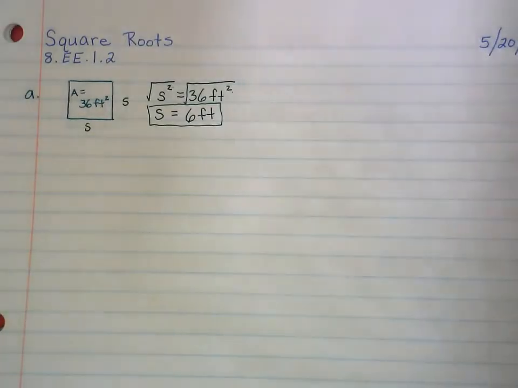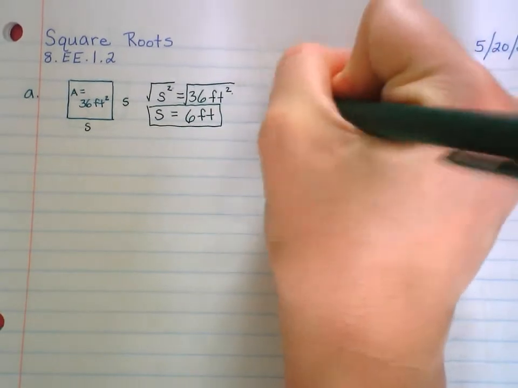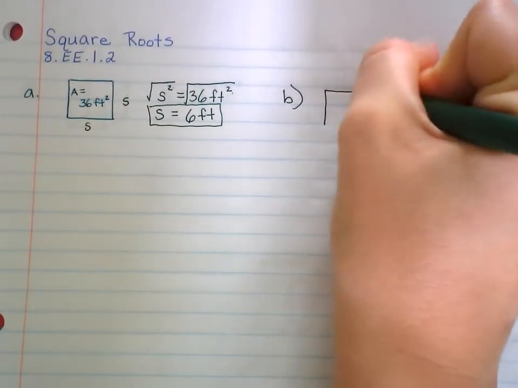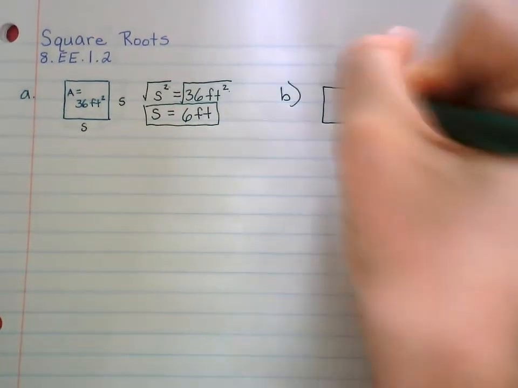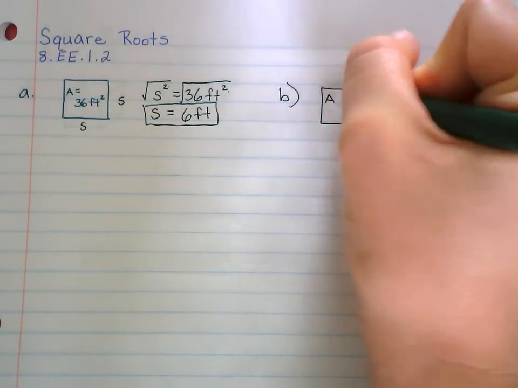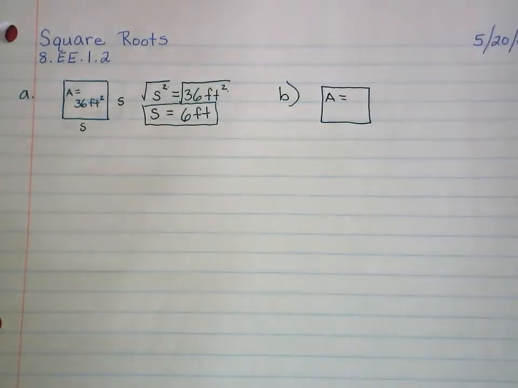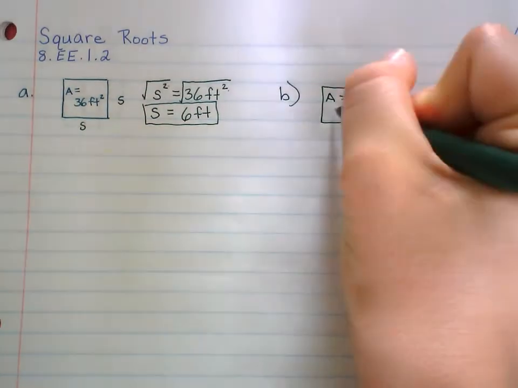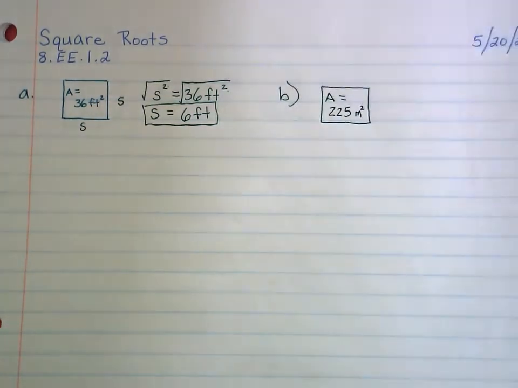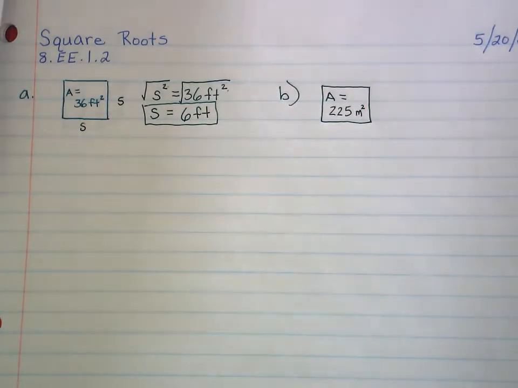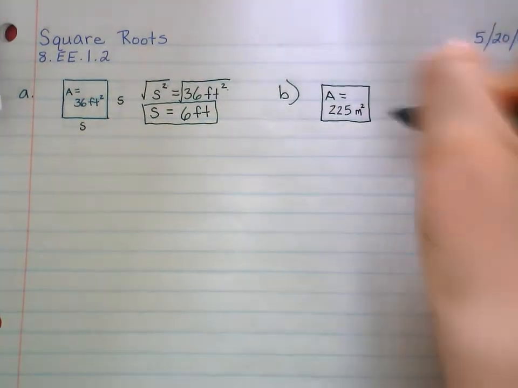Okay, so now let's say we have another example. We have a square. Just pretend it's a square and it's not a rectangle. And the area of this square is, what do I want to do? I had this created and then I changed my mind. Let's say the area of the square is 225 meters squared. And on the question it says, find the side length of each side of the square.